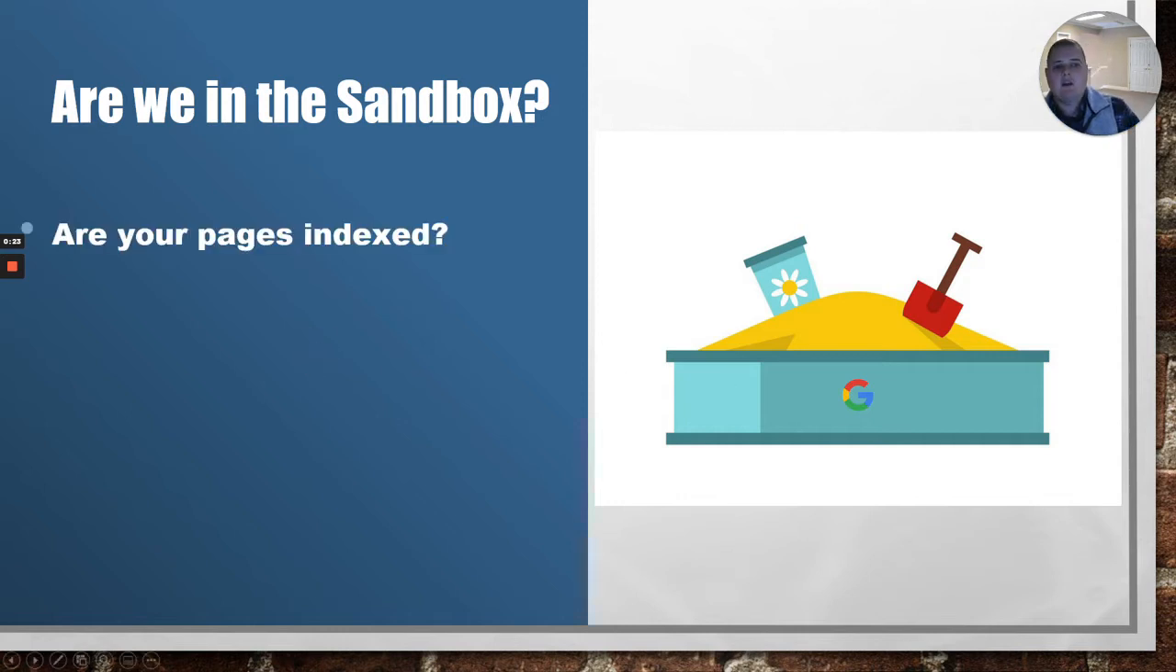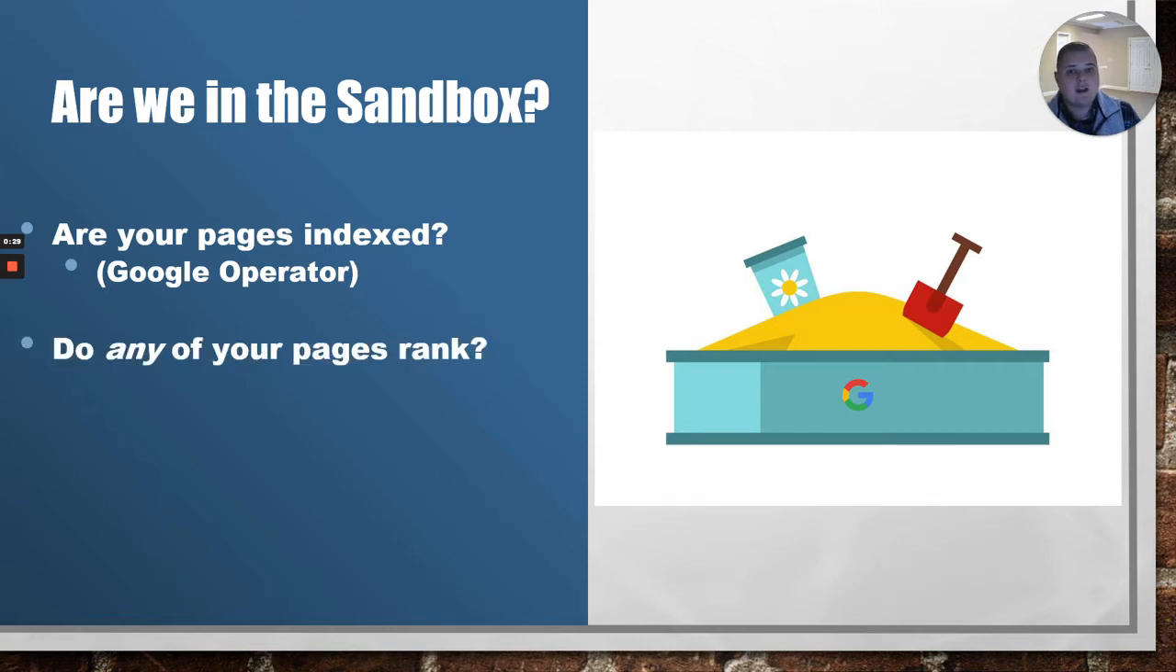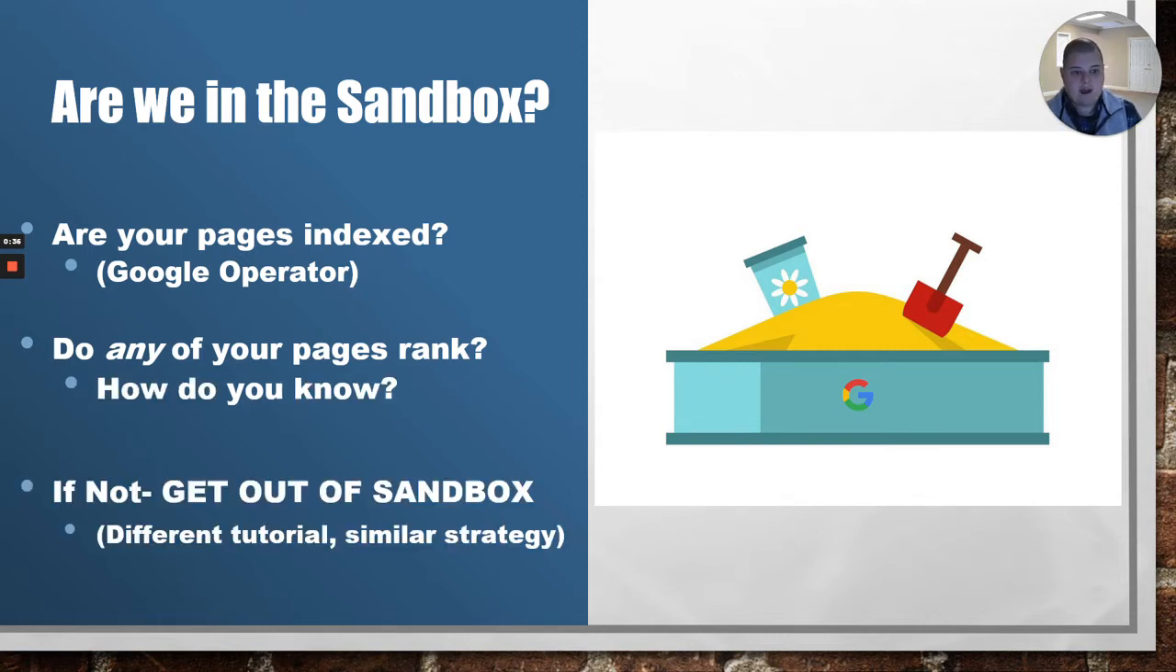First, how are we going to do it? We're going to check to see if our pages are indexed using the site operators that we've already talked about. And then we're going to take a look at, do any of our pages actually rank for anything? How do we know that? Well, we're going to dive right into that. And then if we're not ranking for anything, we need to get out of the sandbox, which is something that will be covered in a different tutorial. It's outside of the scope of today, but hint, we do use a lot of very similar strategies for this.